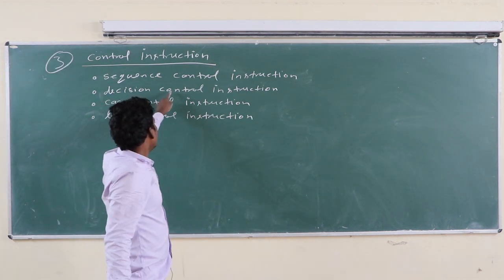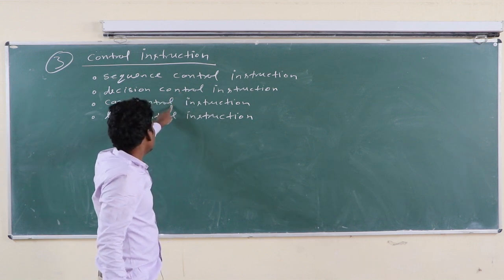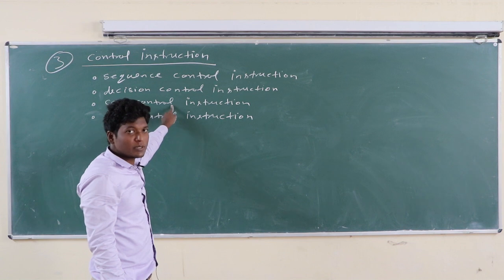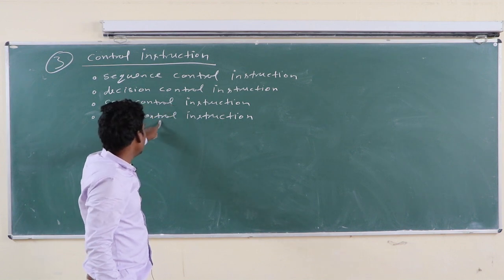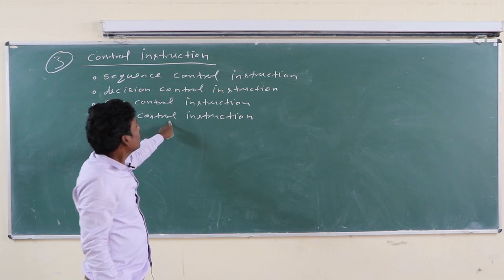In decision control, we study about if and else. In case control, we study about switch case, and in loop control, we study about loops such as while, do while, and for loop.